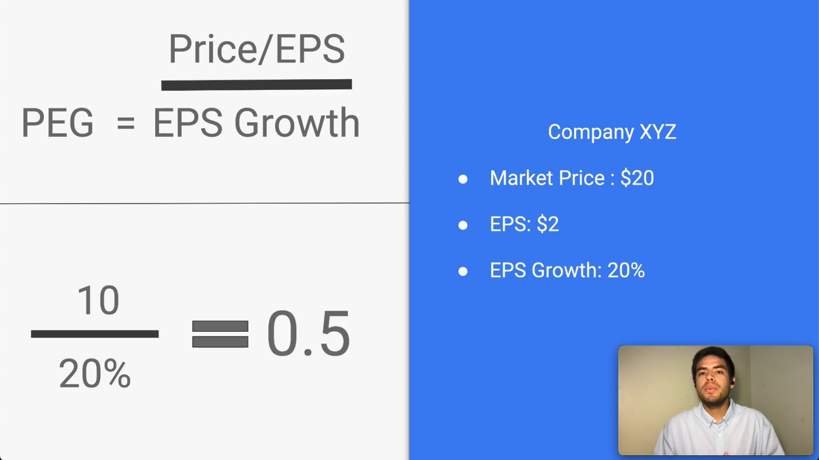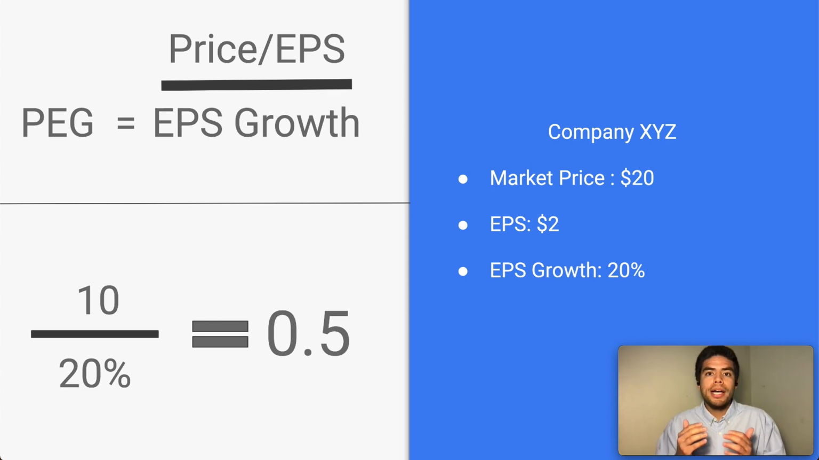Now what does this mean? Well, a PEG ratio below 1 denotes that a company is undervalued, whereas a PEG ratio above 1 denotes that a company is overvalued, and a PEG ratio at 1 denotes that a company is at market value. A PEG ratio of 0.5 shows that this company is currently undervalued, given that its earnings per share growth is greater than its current PE ratio.